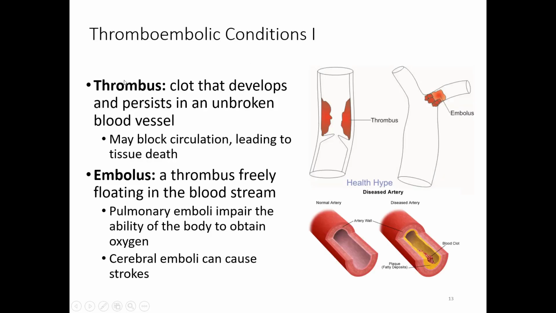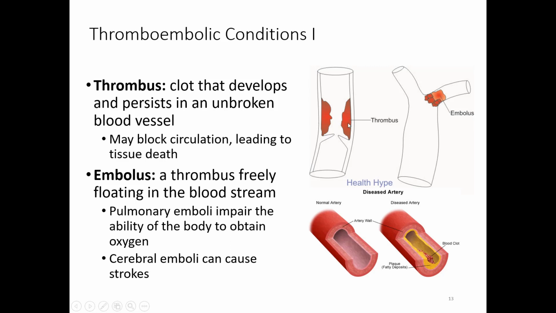Thromboembolic conditions. First of all, it will be a thrombus. A clot that develops and persists in an unbroken blood vessel. It can block circulation, and when it blocks circulation somewhere, tissues do not receive oxygen and they can die very soon. Especially it's dangerous if it happens in one of those coronary arteries supplying our heart muscle with blood, with oxygen. In this case, it is called a heart attack.